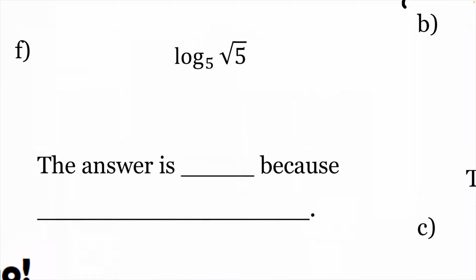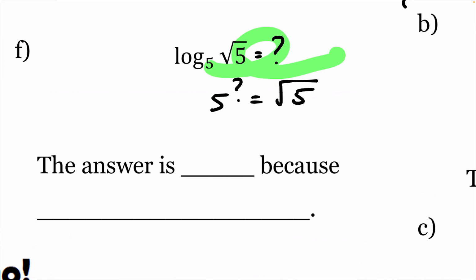Letter F. Again, we're missing the exponent. Okay. So 5 to what power makes the square root of 5? What power would I give to make a square root? Because that's all that is, right? That's just the square root of 5. What power do I give a number to make it a square root?